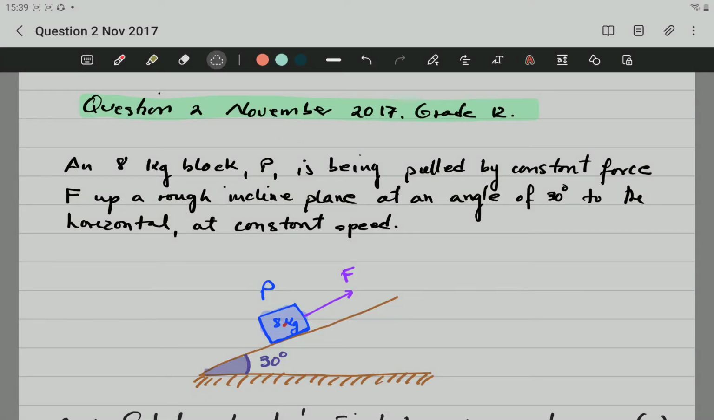Mr. G here, and we are going to be making a video on Newton's law. This video is going to be either for grade 12 or grade 11. It's applicable for both grades. This was question 2, November 2017, and we want to go through the question.